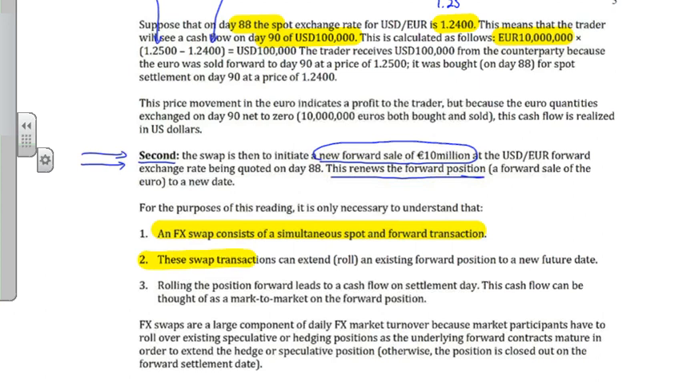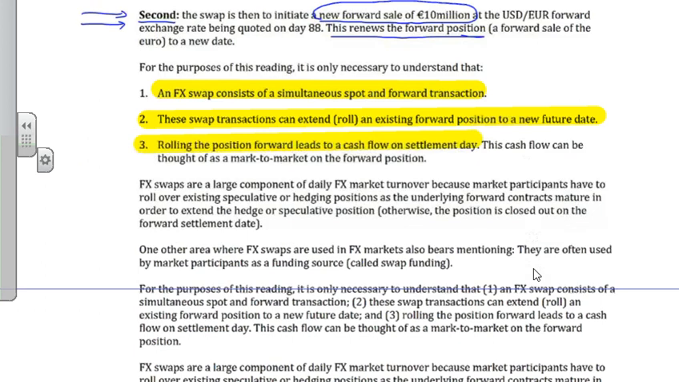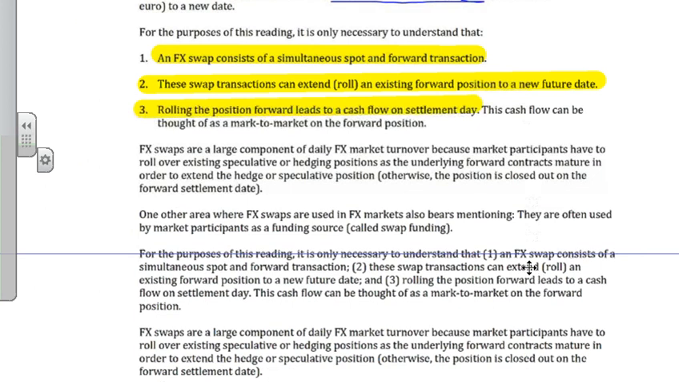Okay, these swap transactions can extend, or what we call roll the position, to a new date, to a longer date. Rolling the position leads to a cash flow then on settlement date. Remember, we saw that where the US investor there gained himself $100,000. Okay, there we go. I'm not going to spend too much more time over there.